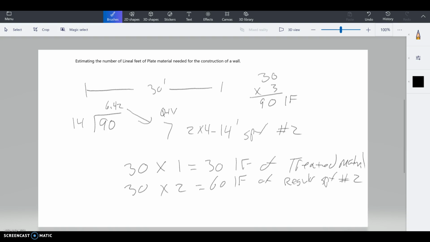So like I said, sometimes you'll have to separate these numbers to find the amount of treated plate material, and sometimes you can just sum it all together if it's going to be on a crawl-space foundation where the code doesn't mandate that the bottom plate be treated.